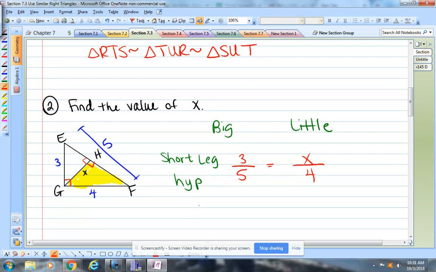Okay? So we solve a proportion by cross multiplying. I'm going to have 5x equals 12. And then divide by 5. So x equals 12 over 5, or you can say 2 2/5.